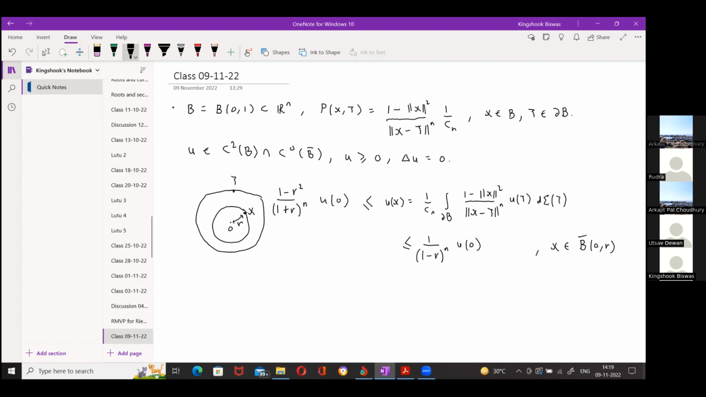So this gives you bounds on the values of the function in terms of values at the center. But this only holds when the function is non-negative. These inequalities we get because u of xi is non-negative, and therefore I can get these inequalities. Is this clear?